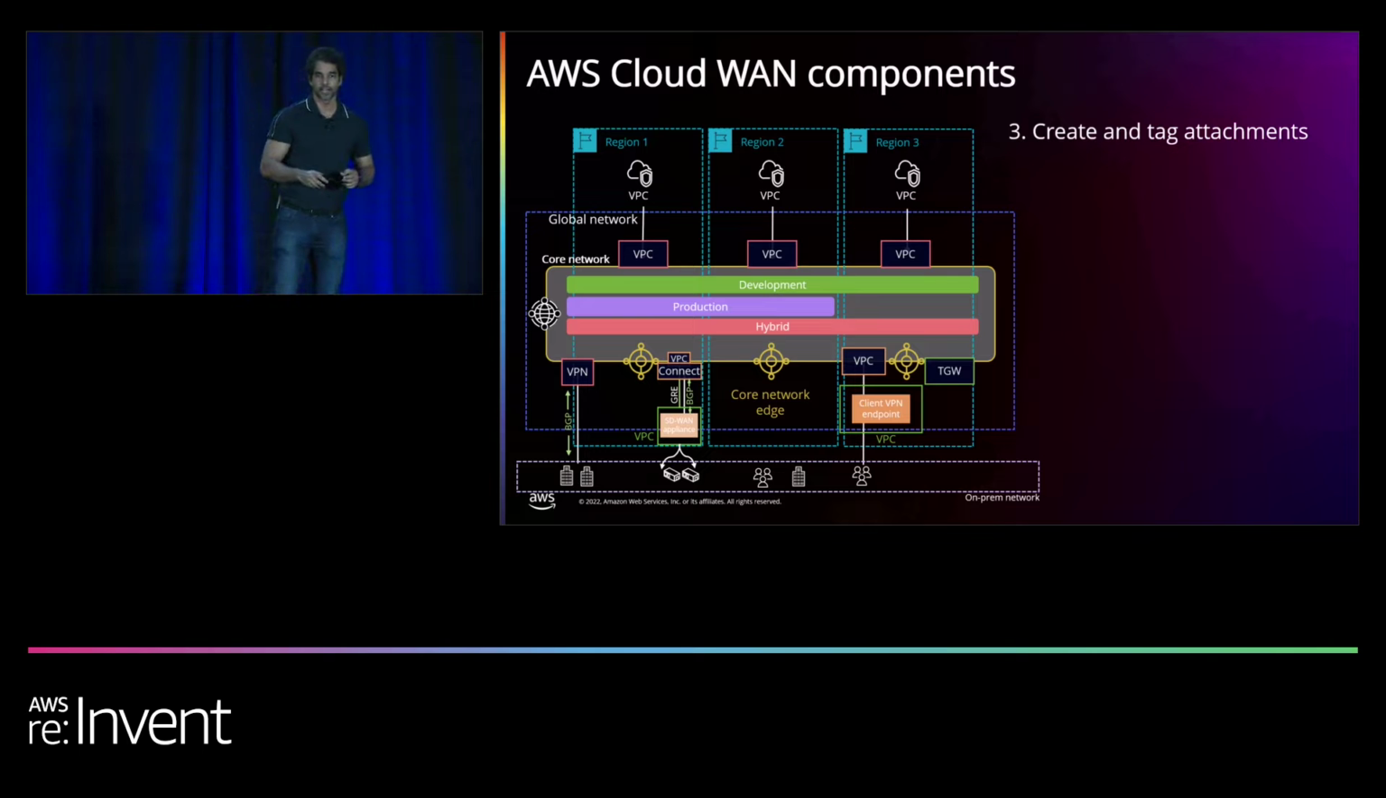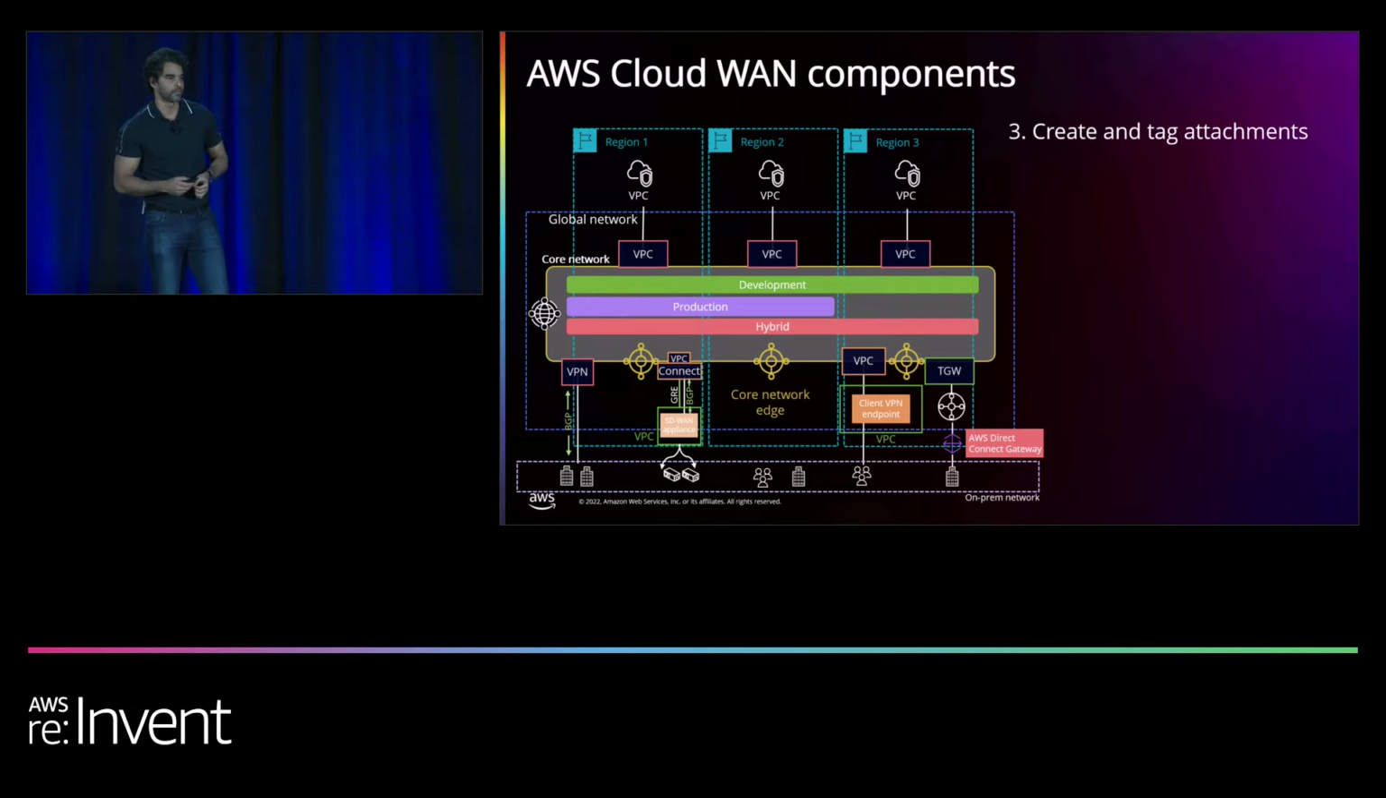Now, to connect your Direct Connect locations or your on-premises data centers via Direct Connect to Cloud WAN, you will have to use Transit Gateway today. So we don't support the native attachment yet. And James is going to talk about the roadmap towards the end of the presentation. But here we are attaching a Transit Gateway to our core network, which in turn is connected to your on-premises data centers via AWS Direct Connect.